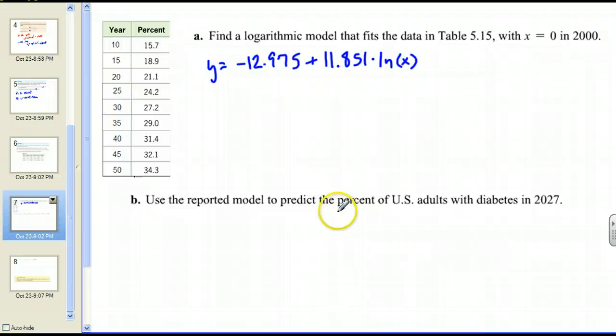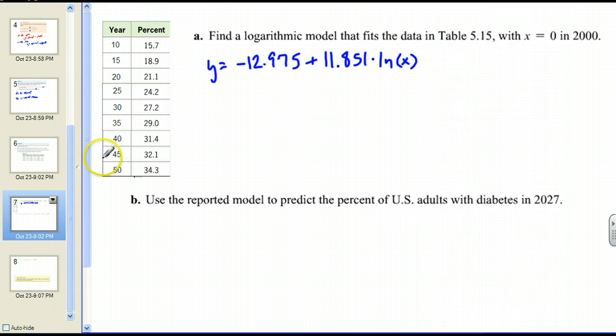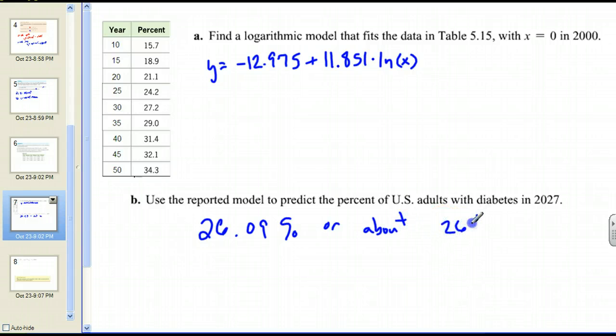Alright, then use the model to predict the percent of U.S. adults with diabetes in 2027, which we skipped over. If you've got it in there, you just press graph, hit trace. This is not the model, this is the point, so press down to get to your model. Then just type in 27, so 2027 would be 27 in here. Hit enter. So about 26.09 to 2 decimal places percent. So 26.09%, or about 26% would be sufficient here.